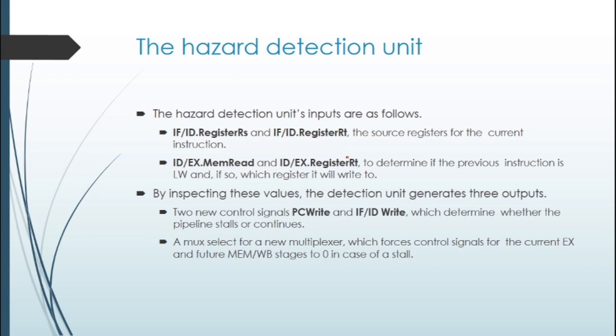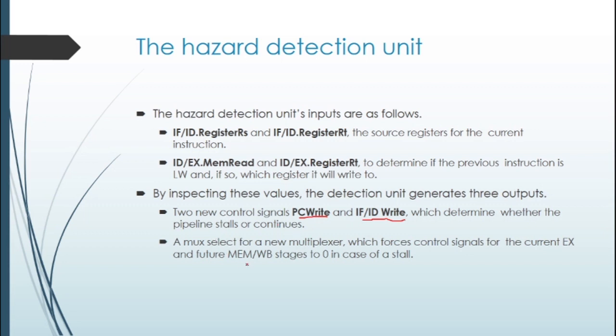Similarly, ID/EX.memory means that the previous instruction is a load word instruction or not. And the destination register RT for the previous instruction, the load word's destination RT, will be detected and compared with the current instruction's source. So by inspecting these values, the detection unit generates 3 outputs, but 2 outputs are simply the PC write and IF/ID write, the write control logic, because you have to stop those write operations so that the hazard is handled.